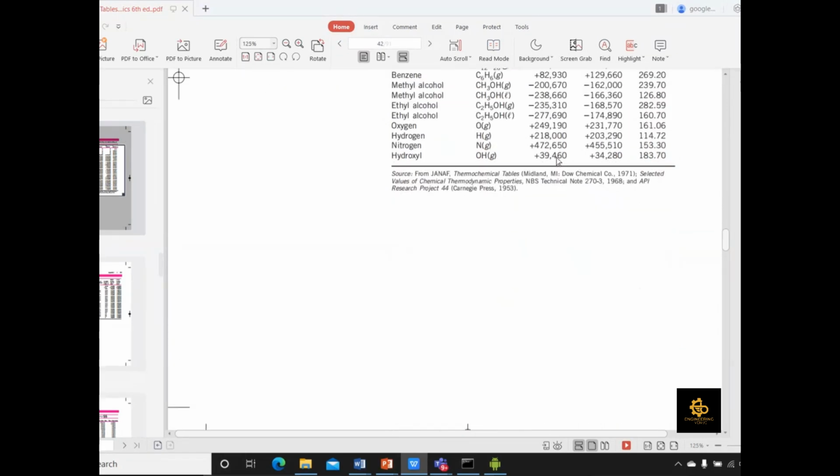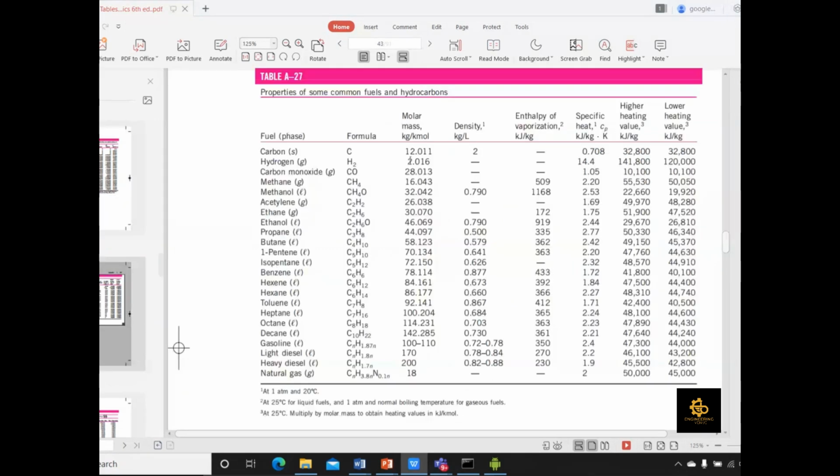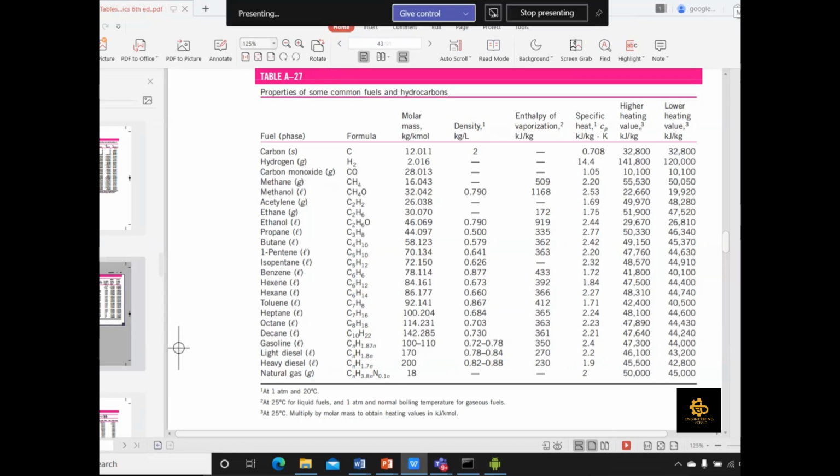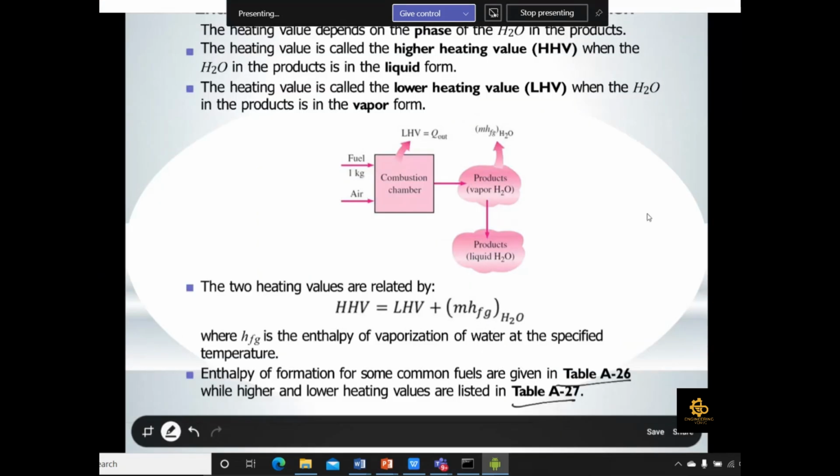Most frequently we use these types of elements for the analysis of combustion processes. Similarly, in table A27 we have the values of high heating value and low heating value. If you have to find the carbon high heating value, you can easily go to table A27, and similarly for the lower heating value. This is the procedure for finding some parameters related to combustion processes. If you have any question, you can also ask.